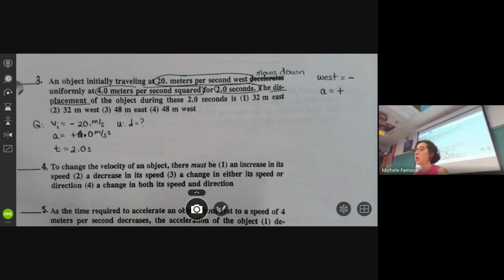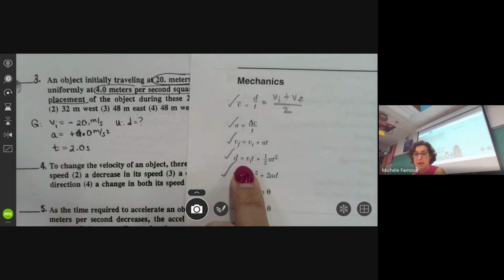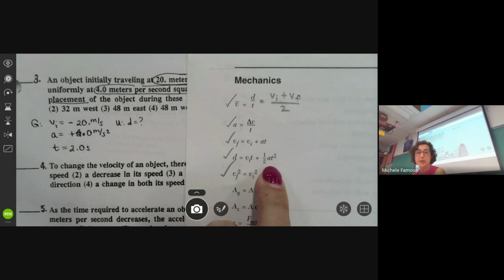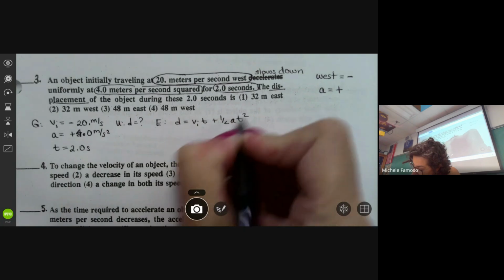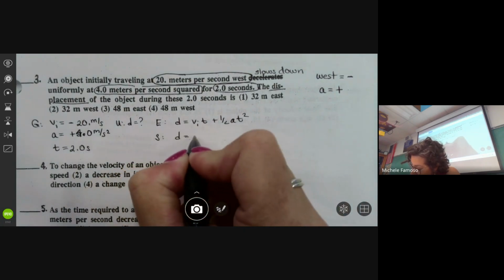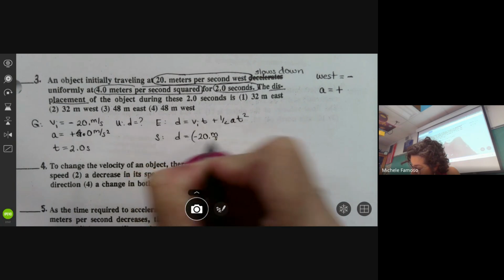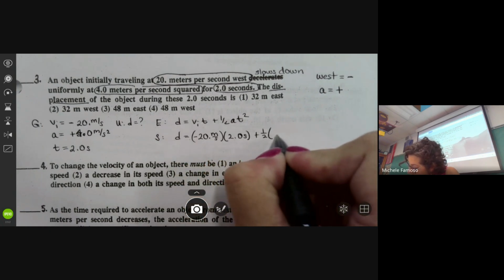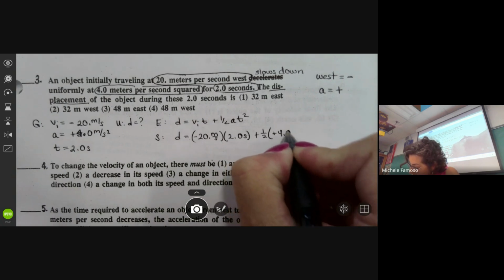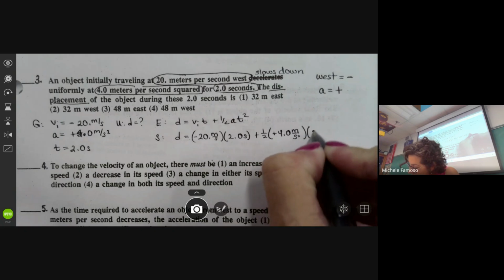Now what I have to do is look up an equation from page 6 of the reference table, which involves those 4 variables. And the only one that has all 4 of those is d = v_i t + 1/2 a t squared. So that's the equation I'm going to use. I'm now going to do my substitution with units. So that is negative 20 meters per second times 2.0 seconds plus 1/2 of positive 4.0 meters per second squared times 2.0 seconds squared.